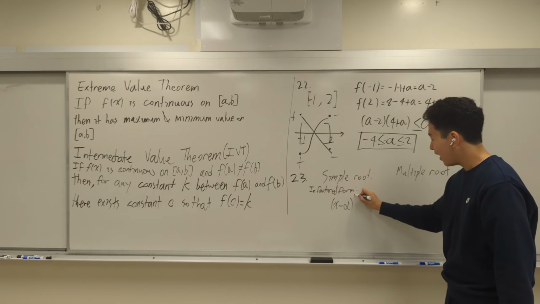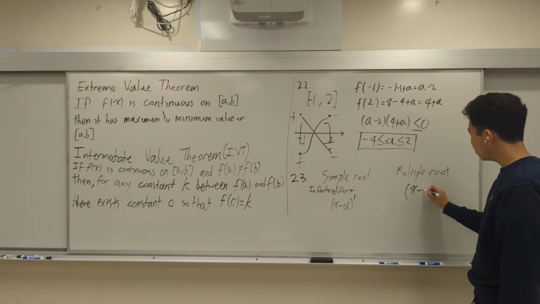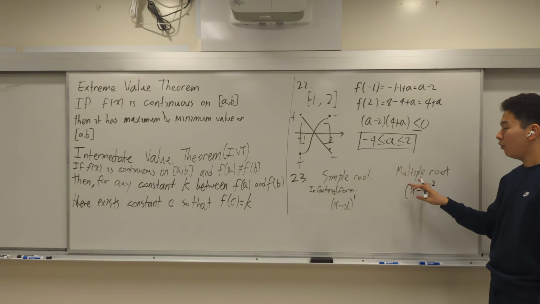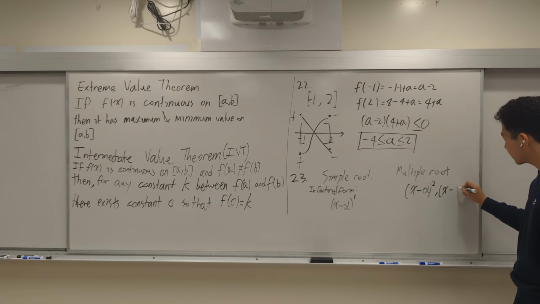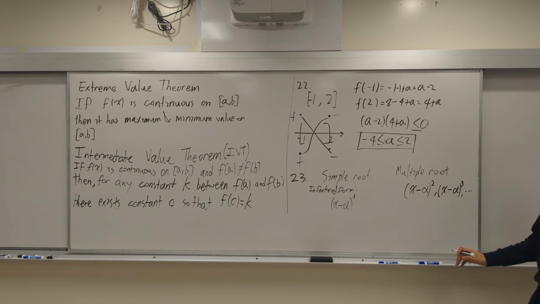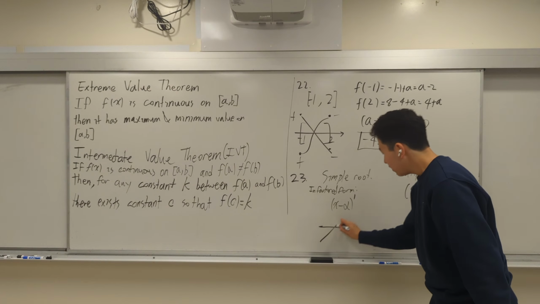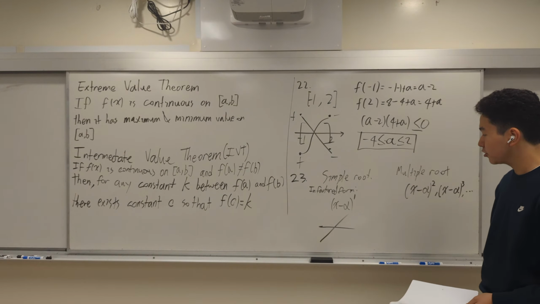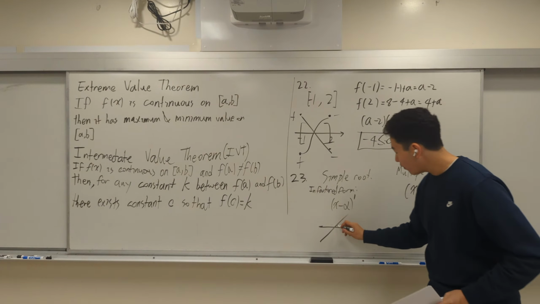So the power is 1. And a multiple root is when you have a root that is multiplied twice or 3 times or 4 times. So x minus alpha squared or x minus alpha cubed or higher in its factored form. A simple root will look like this, right? We'll talk more about this when we get to polynomial functions, but you can think of this as a line going through alpha.